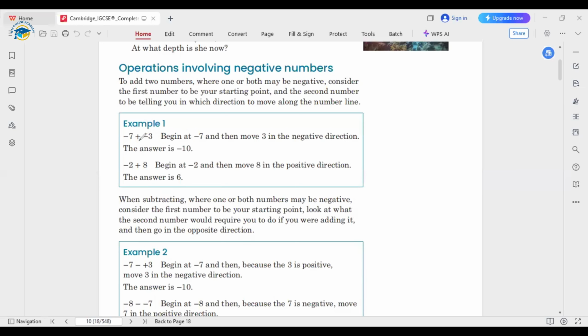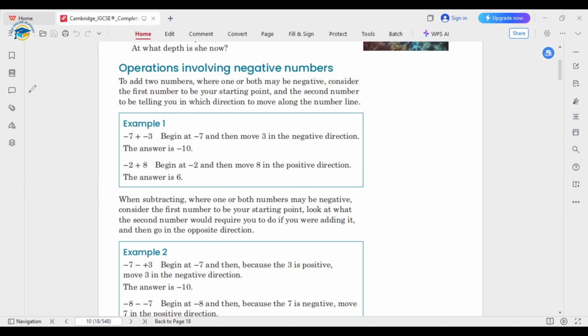They gave us negative 7 plus negative 3. We need to add negative 3 to negative 7. This is basically the question. So begin at negative 7. Okay, we are going to start from negative 7 and we need to move 3 in the negative direction.